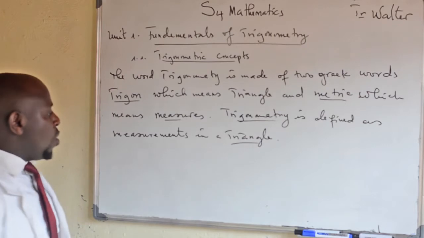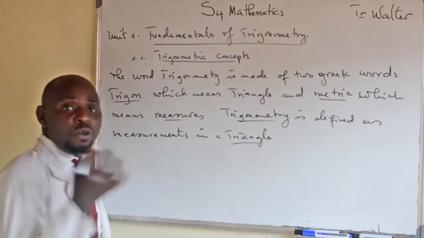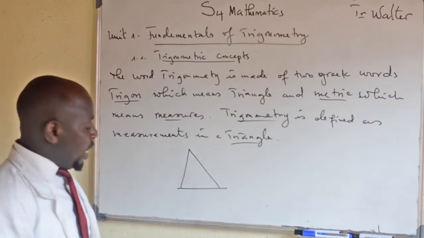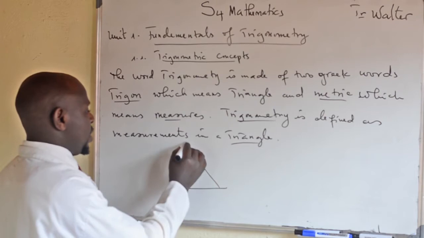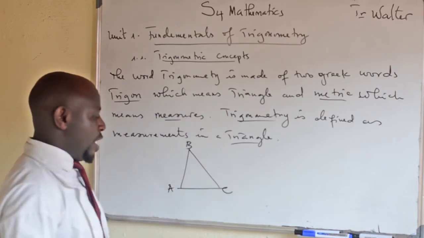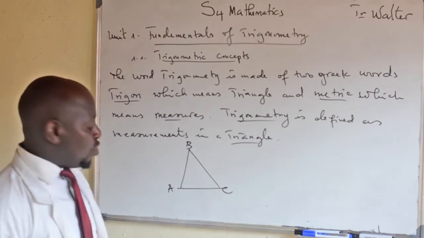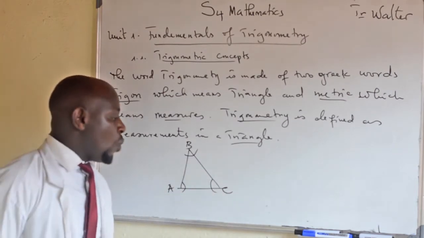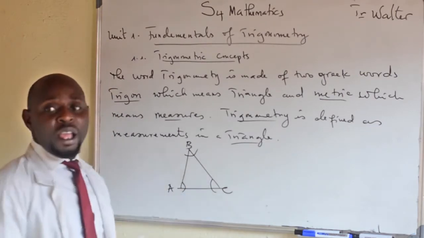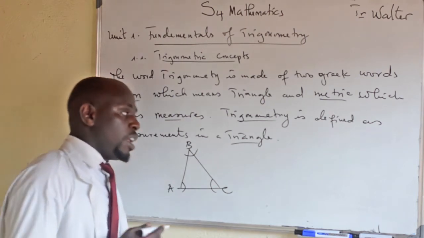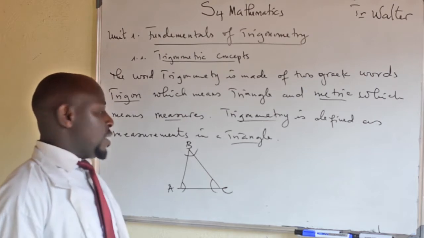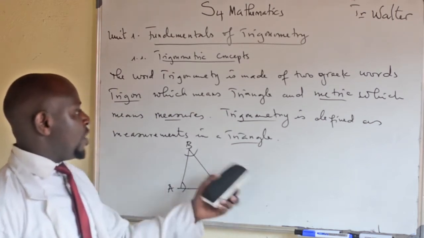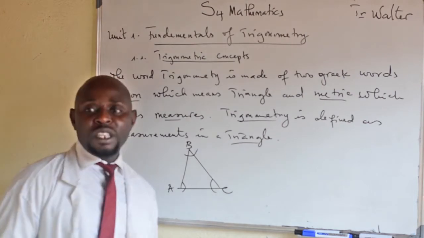If we have any triangle, it is made of 3 sides and 3 angles. Any triangle that you can talk about will be made of 3 sides. The first side is AB, the second side is BC, and the last side is AC. We also have an angle A, an angle B, and an angle C. So every triangle is made of 3 sides and 3 angles. If they mean the measurements in a triangle, they want to talk about the sides and the angles of a triangle. So in trigonometry, we shall talk about this. Trigonometry is defined as measurements in a triangle.